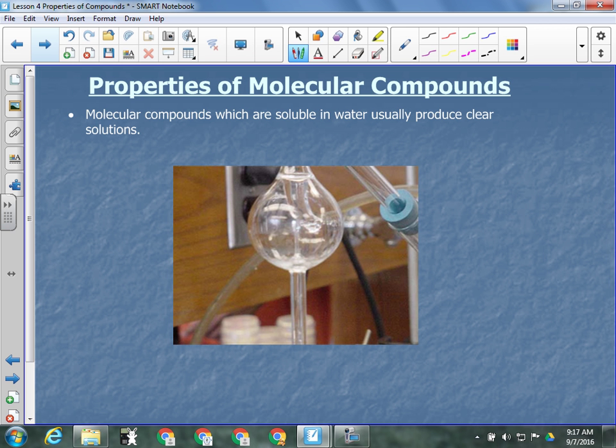Now, molecular compounds which are soluble in water usually produce clear solutions. I mean, I say clear. It could be cloudy. Like when you dissolve sugar in water, the solution becomes a little bit cloudy, but it doesn't turn pink. So they generally produce clear solutions.